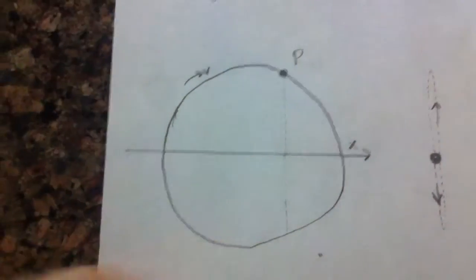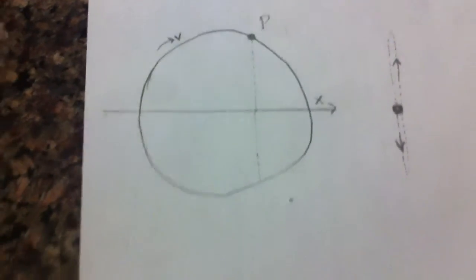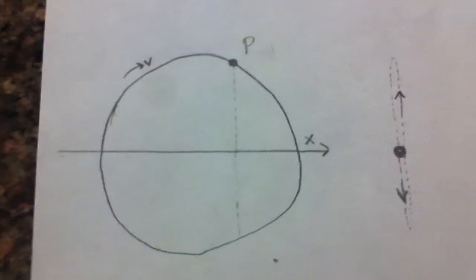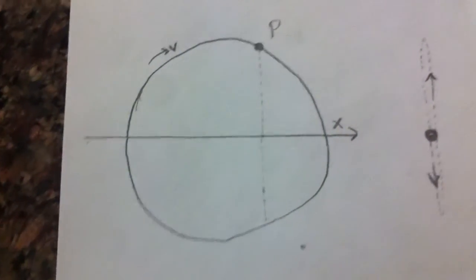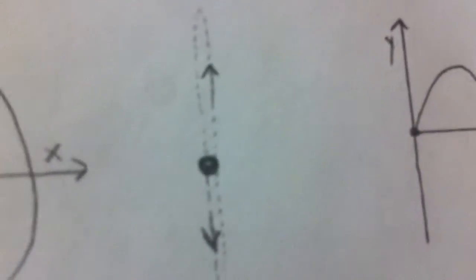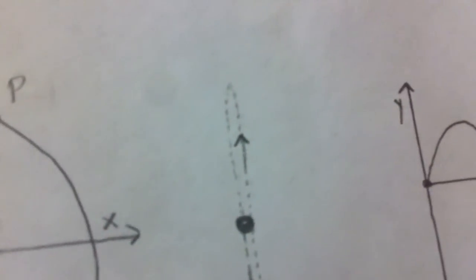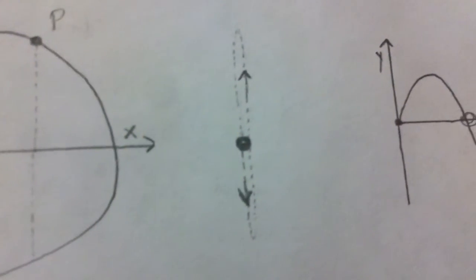What we have here is a circular path, and we have the point P on this path. Now, if you have a circular motion, you can look at it from a different point of view. If I were to project a circular motion and look at it from a different perspective, I would see this, just vertical motion, oscillating up and down to the equilibrium point.